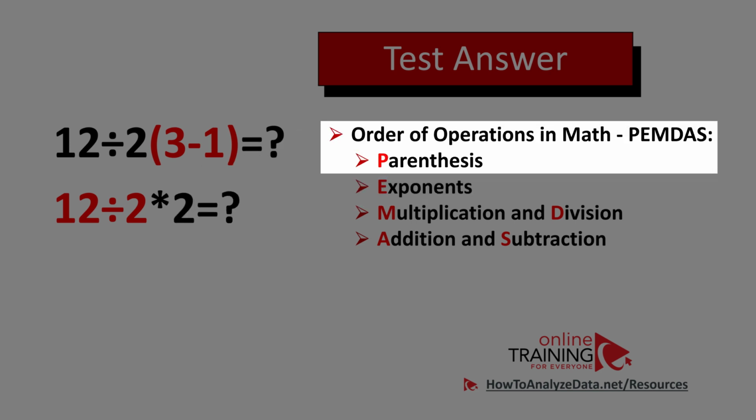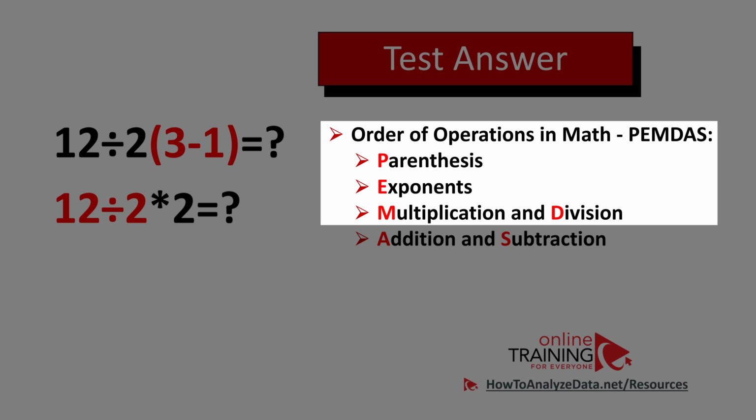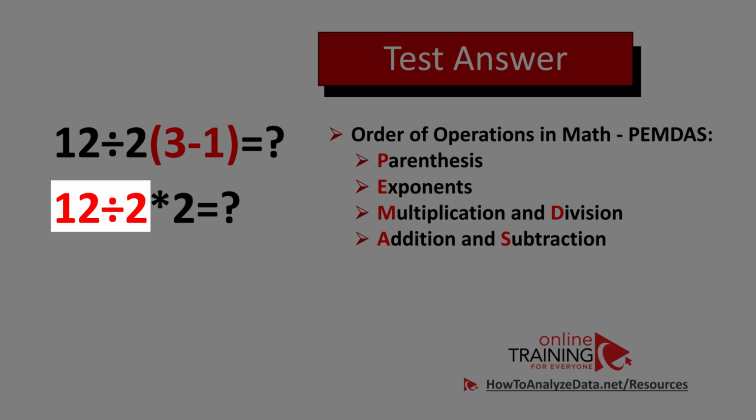The order PEMDAS tells us that we need to do multiplication and division. But what the order doesn't mention is that we need to do it from left to right. And what's interesting, the acronym itself is a little bit confusing, because it shows multiplication first and then division. But in our case, we need to do division first and divide 12 by 2, and then do multiplication.